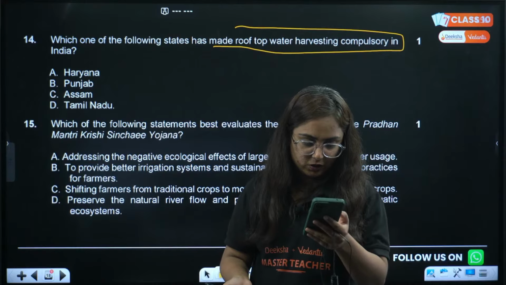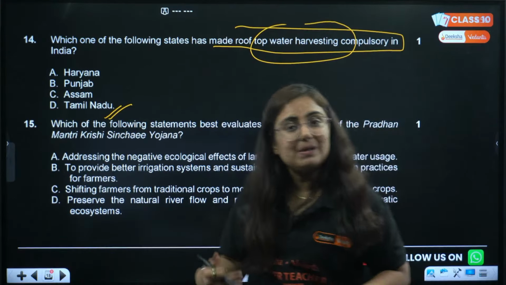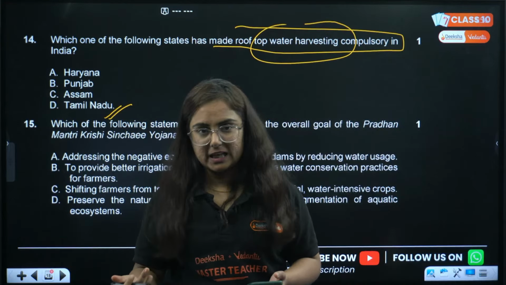Nishu, let's discuss about studies. So yes, it is Tamil Nadu, the state which has made the rooftop water harvesting system compulsory in India. Get it? Question number 15.